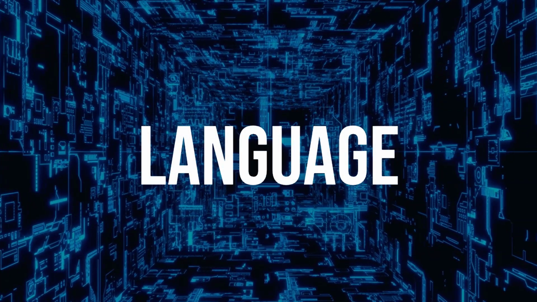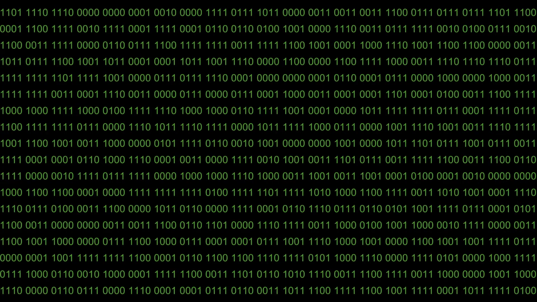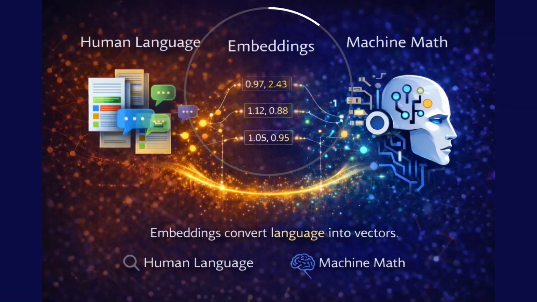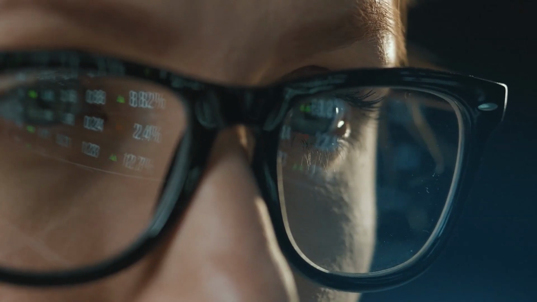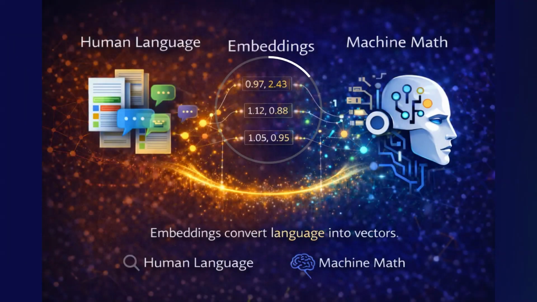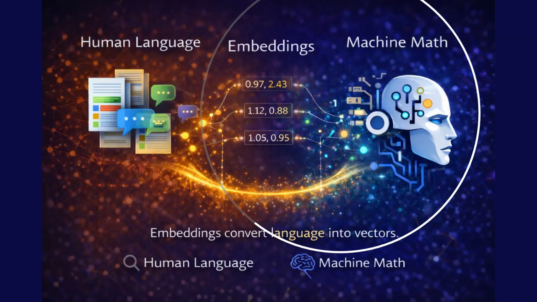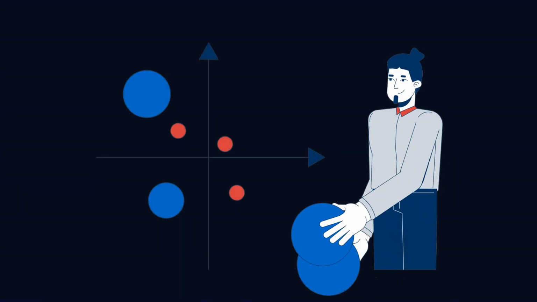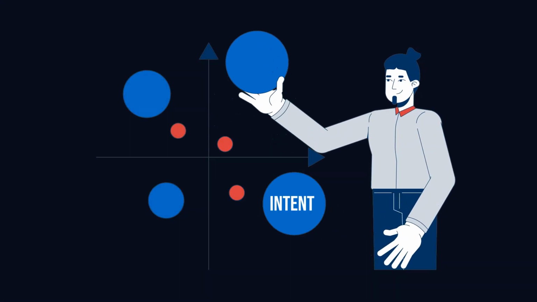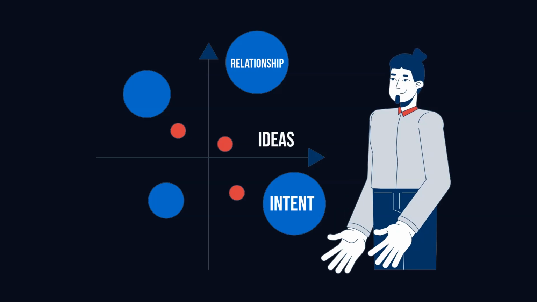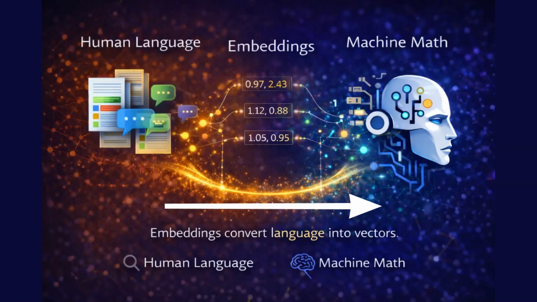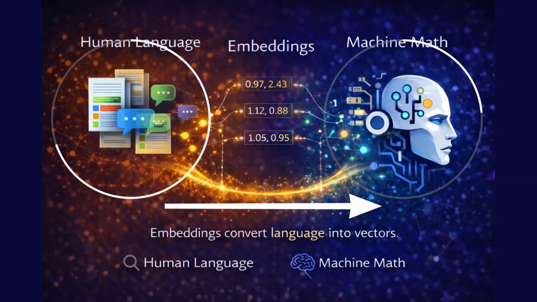So, before an AI system can reason about language, we must convert language into something numerical. That is where embeddings come in. Embeddings convert text into vectors, numeric representation that can capture meaning. Once everything becomes numbers, the machine can measure similarity, compare intent, and find relationships between ideas. So you can think of embeddings as a bridge. One side, human language, on the other side, machine math.